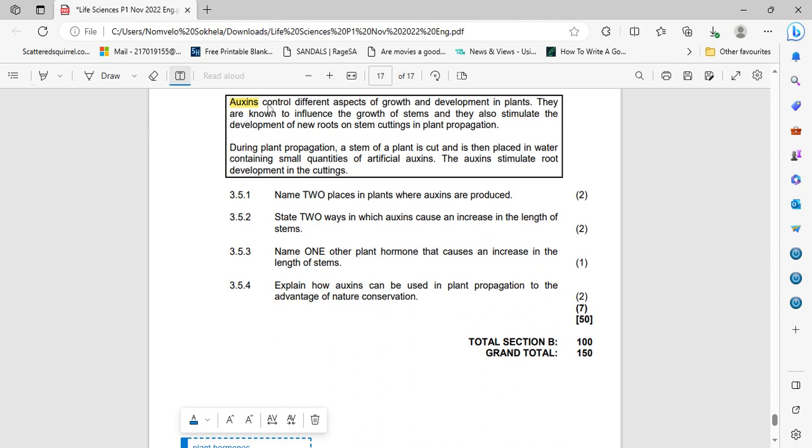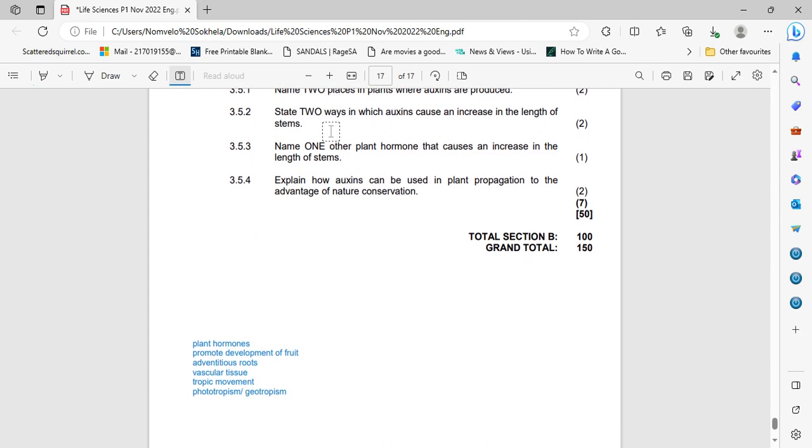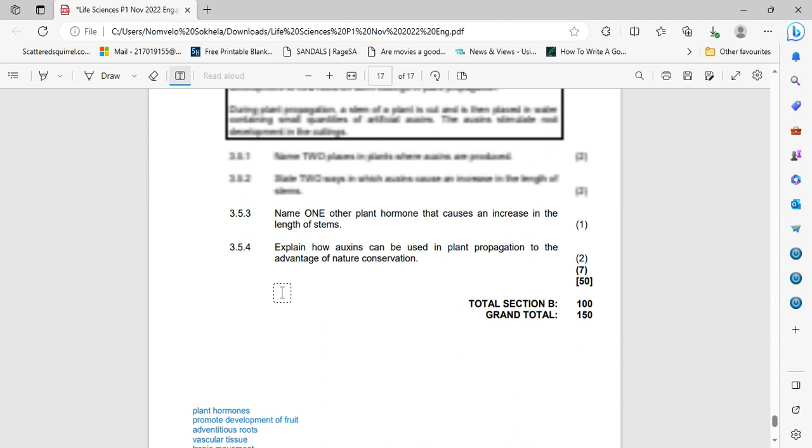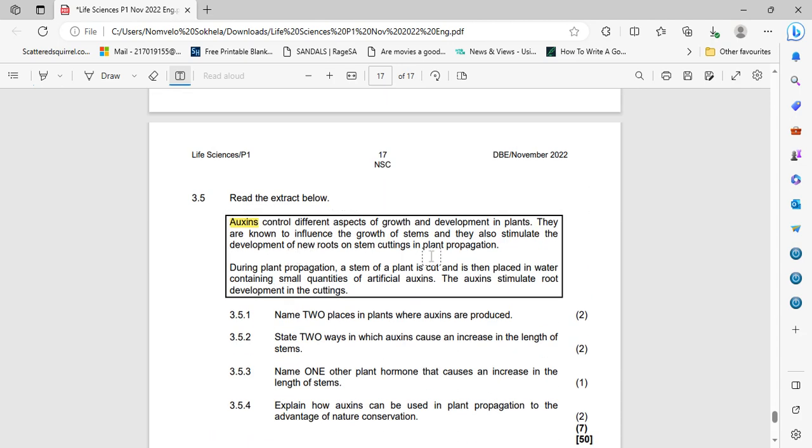So it says auxins control different aspects of growth and development in plants. They are also known to influence the growth of stems. So they are also involved in what? Stem elongation. They also stimulate the development of new roots. And you know what those new roots are called? Adventitious roots. And the development of new roots on stem cuttings in plant propagation.